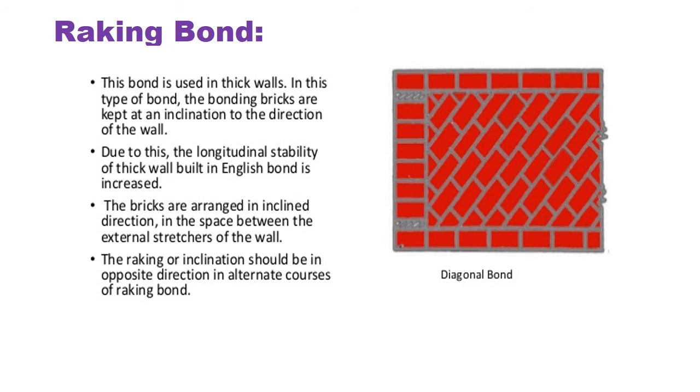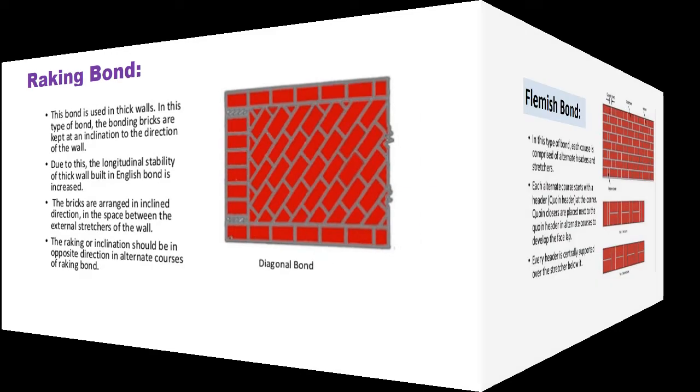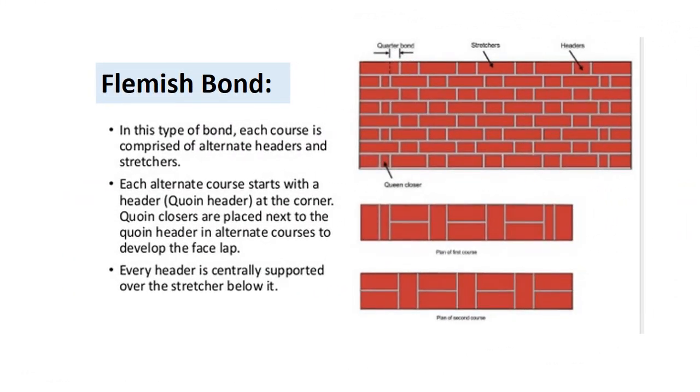Garden wall Flemish bond. In this bond, each course contains one header after 3 to 5 stretchers continuously placed throughout the length of the course. Each alternate course contains a 3/4 brick bat placed next to the coin header. This bond is also known as Scotch bond or Sussex bond.